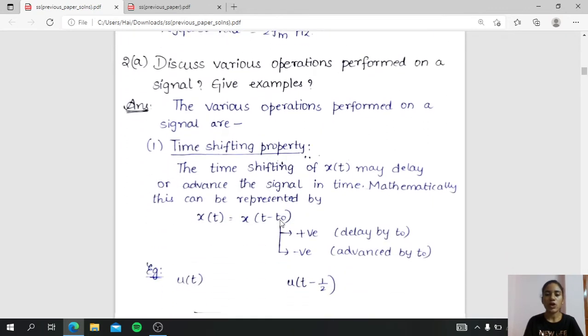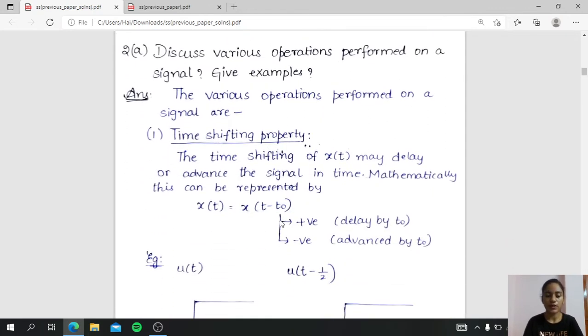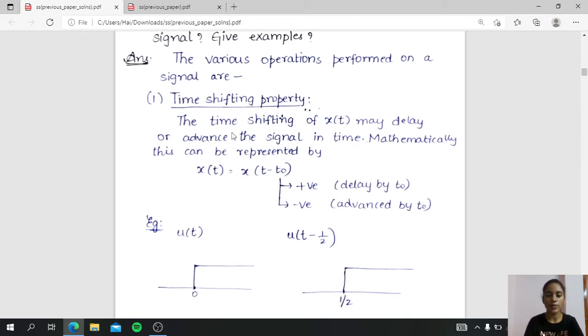Next, what are the various operations performed on a signal? Give example. These are long answers. So the first operation is a time shifting property.